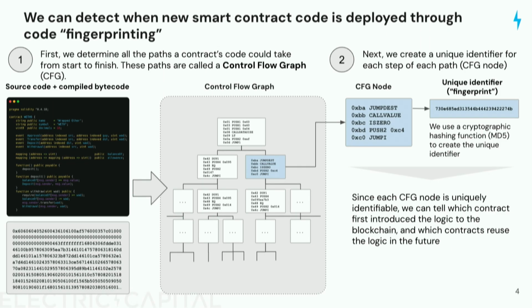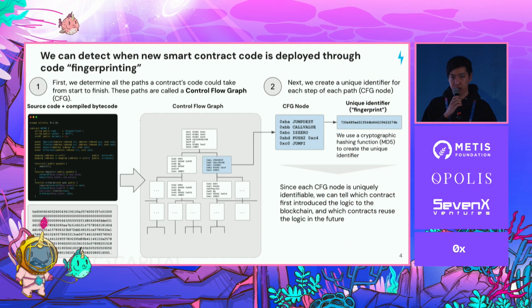Within each of these nodes, we create a unique identifier for each step of the path. For example, a CFG node might look something like JUMPDEST, CALLVALUE, PUSH 0, PUSH 2 pushing a value, and then a subsequent jump to the next node to execute along that control flow graph. We can take that list of opcodes and generate a unique identifier, such as by using MD5, to create this fingerprint that we can attribute to that deployed contract, and then track when other contracts deployed on other chains in the future are using that same block of logic. And since each CFG node is uniquely identifiable, we can tell which contract first introduced the logic on-chain and which contracts use the logic in the future.